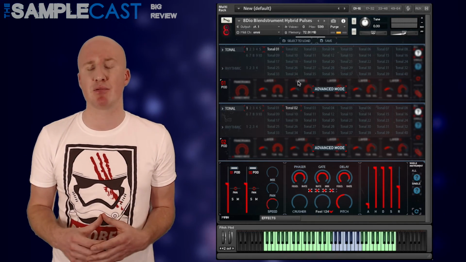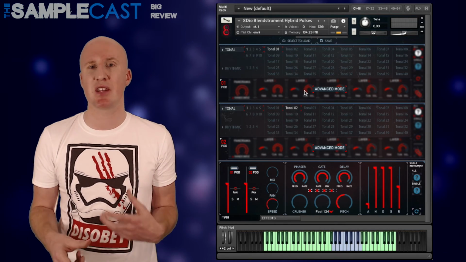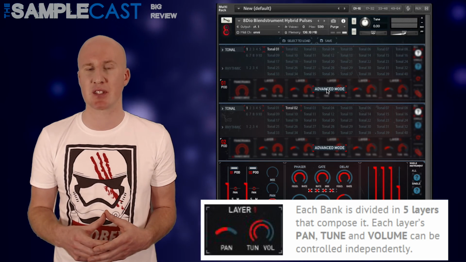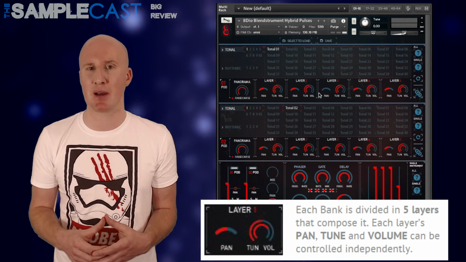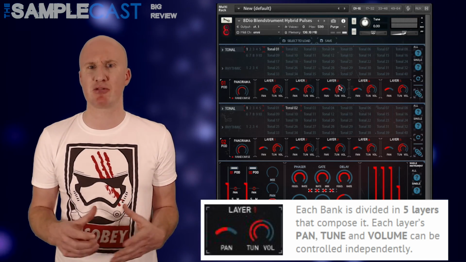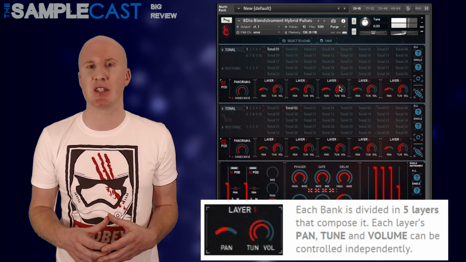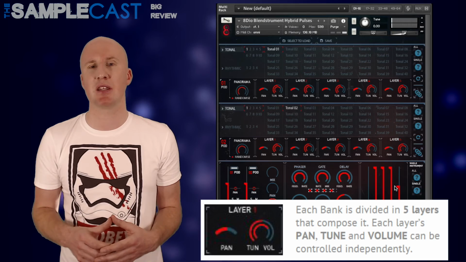One thing I did find a problem was the layer assignments. They're not really explained that well in the manual. They're blanked out on the interface by default, and I'm not really surprised about that because it's a little bit tricky to get your head around what they're actually doing. So perhaps a little bit more explanation in the documentation could have been improved upon.